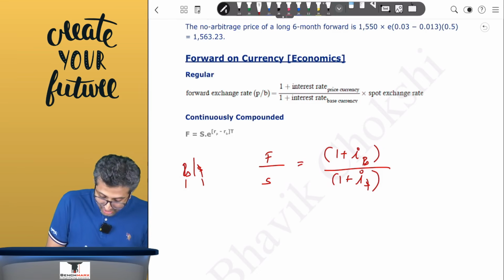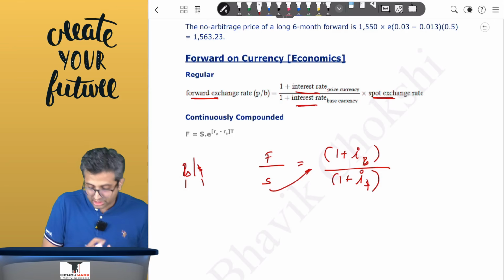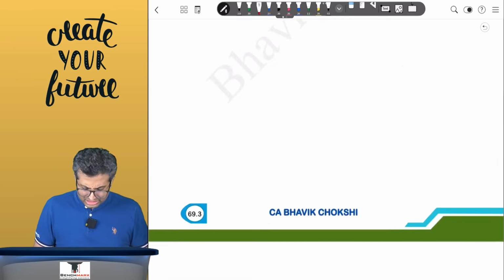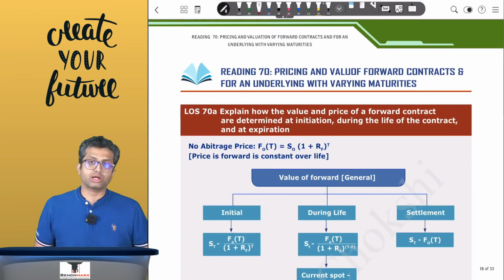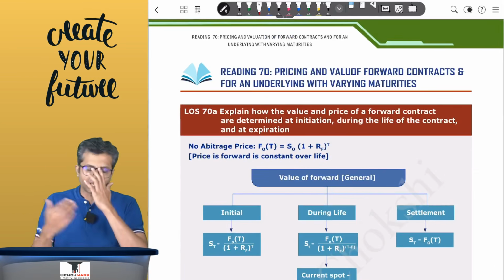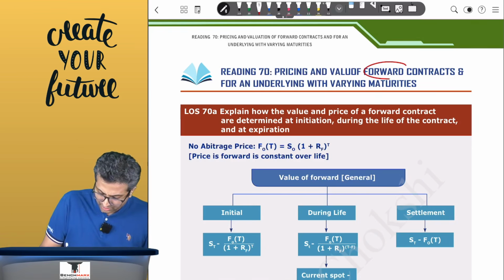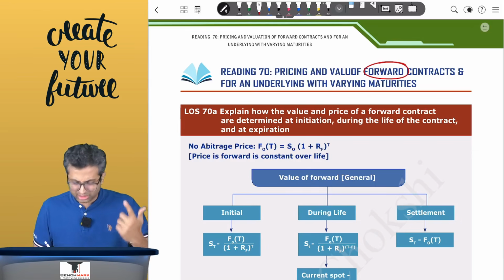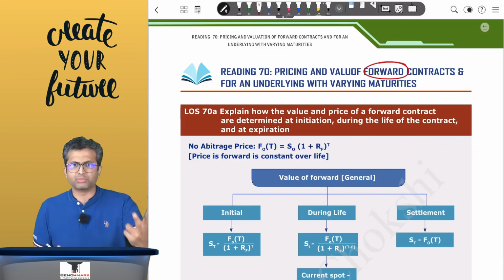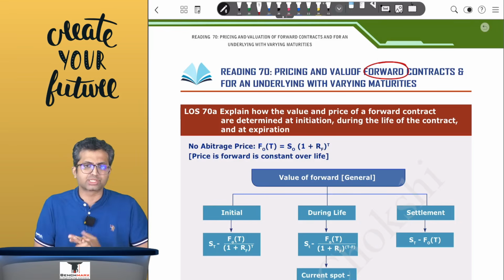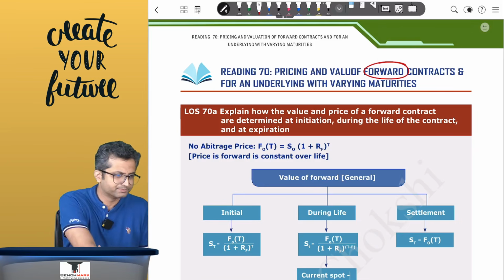So if I want to find a forward exchange rate, it will be the spot exchange rate, I'll take S on the other side, into 1 plus interest of the price currency upon 1 plus interest of the base currency. So this kind of takes care of your arbitrage and replication. Next three readings, in first of them there will be forward, next there will be, I think, futures, next there will be swaps, and I think options. So these 3-4 readings we will discuss one by one.